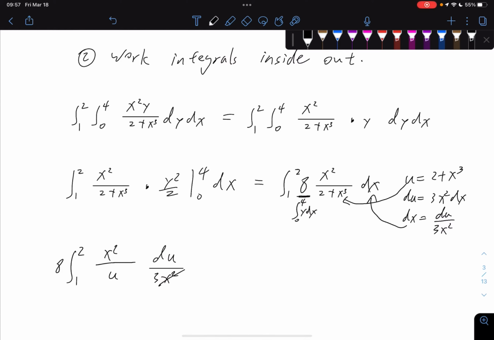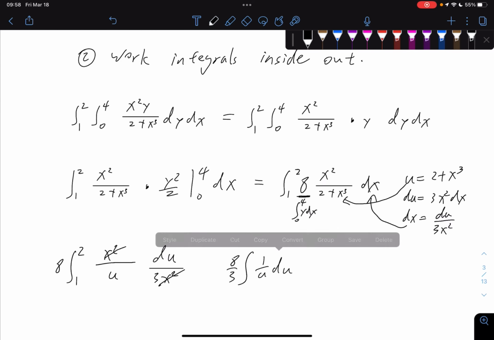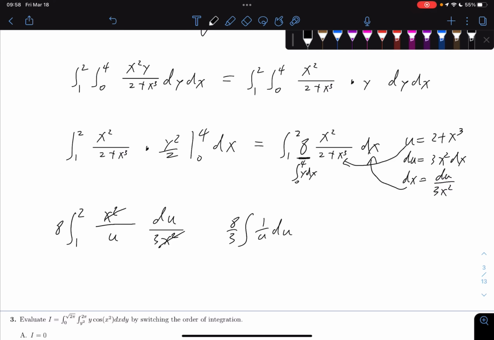And then this 2 cancels out, so that gives me 8 over 3, right? I'm moving the 3 over here out as well. So that's just 1 over u du. Oh, actually the bounds is not supposed to be here because our variable has changed. And this is just simply a logarithmic integral, right? So integrating this integral will give us the natural log function. So 8 over 3 natural log of u, which is 2 plus x cubed, and then from 1 to 2, right?